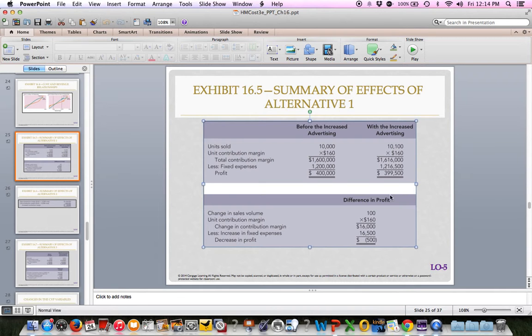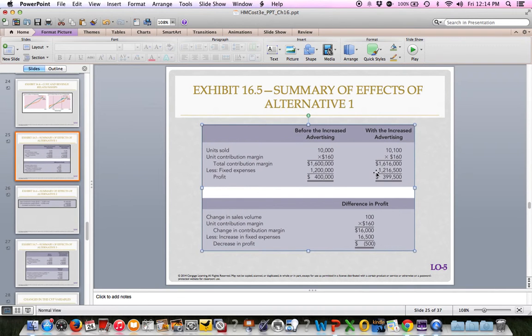So this plan will not work. I'm going to lose $500. So I basically would just say that's not going to work. My sales would have to be more than 100 units for this to work. If that advertising level increases units sold by 100, that's not enough to cover the cost of my advertising. I would not adopt that strategy.